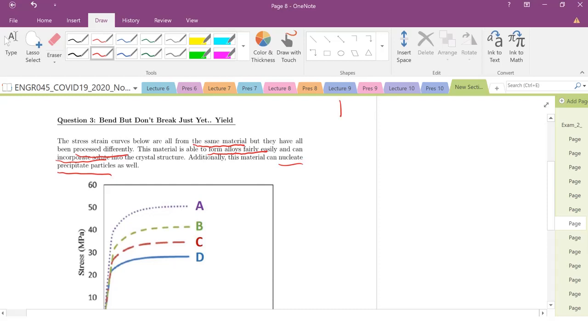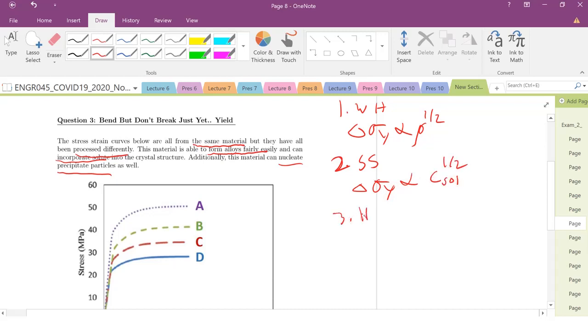So what was our first strengthening mechanism? It was work hardening. We know that the change in the yield stress is proportional to the dislocation density to the 1/2. We also have solute strengthening. So again, forming alloys, incorporating solute. We saw that the change in the yield stress is proportional to your concentration of solute, C-sol, to the 1/2. We also had our Hall-Petch, our grain size strengthening.